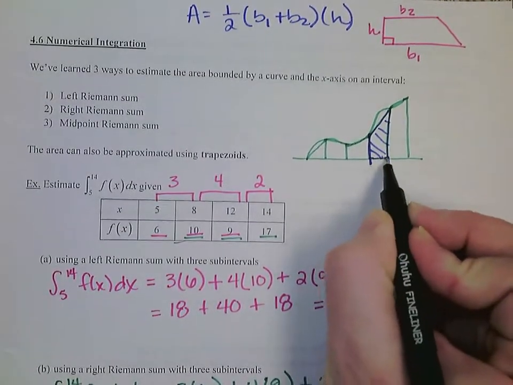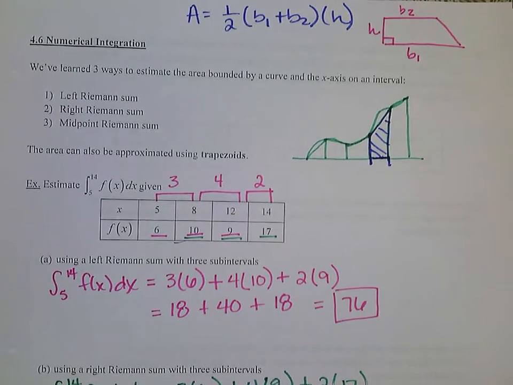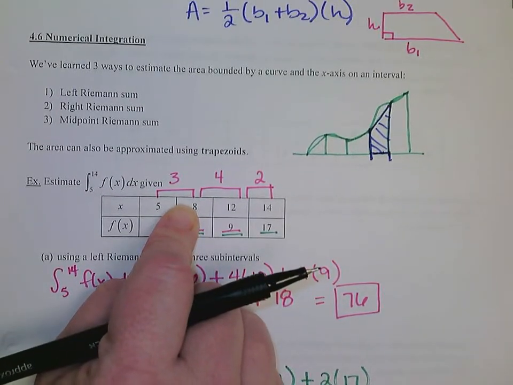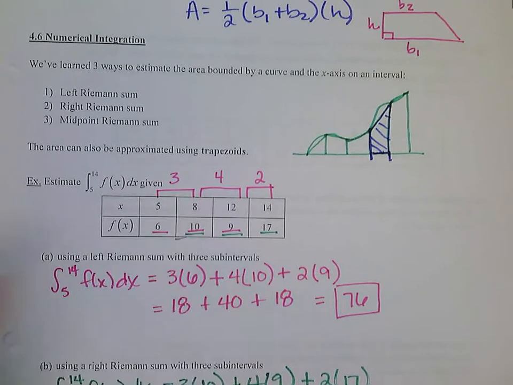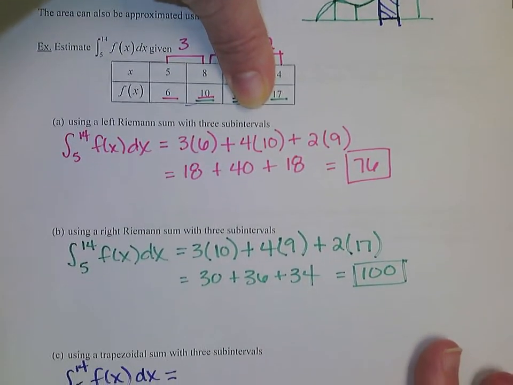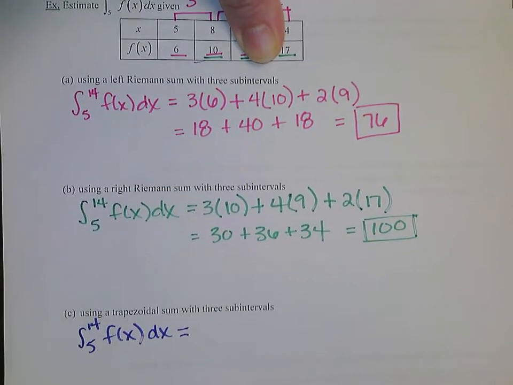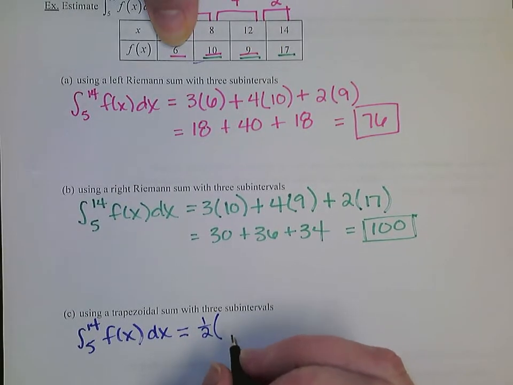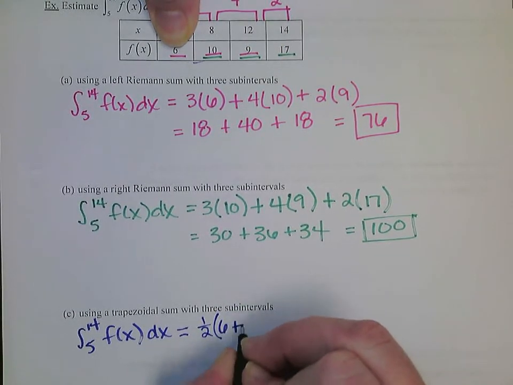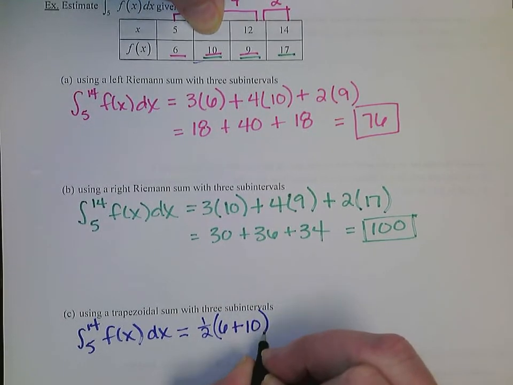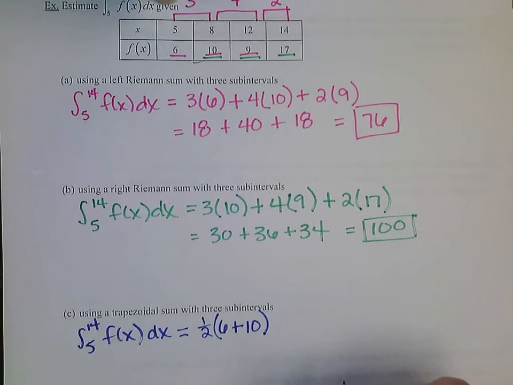The change in x, the distance between the two. So the width of the partition, which was the base of the rectangle, now represents the height of my trapezoid. Do y'all see that? So for my first partition, if I approximated the area from 5 to 8 using a trapezoid, I'd have 1/2 times base 1, my left function value, 6, plus base 2, my right function value, 10, times the height, the width of the partition, 3.